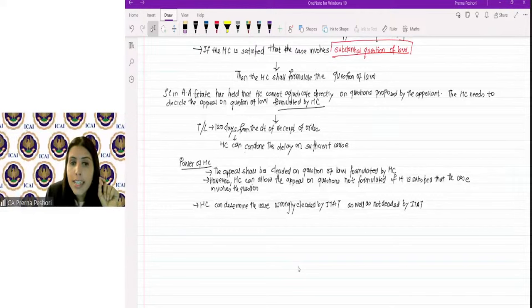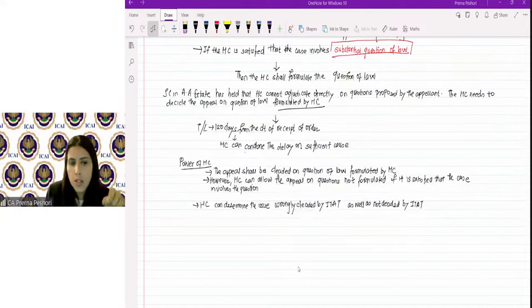So let me tell you how this happens. This is in the context of the SAP Laboratories case. And this is a Supreme Court judgment. Now, what was the issue? The issue was in context of a transfer pricing case.